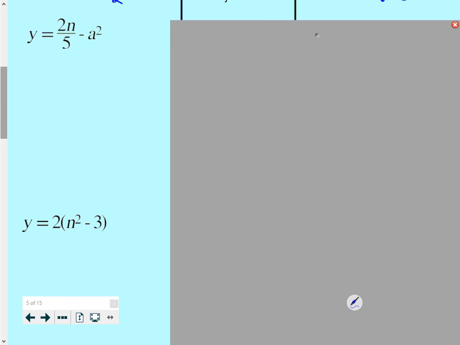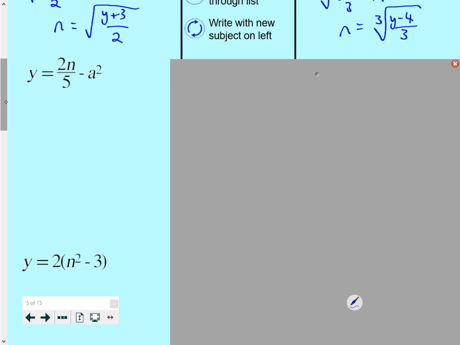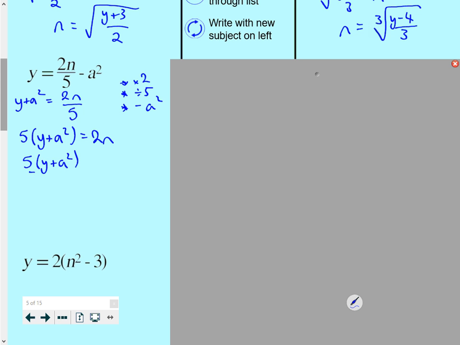Let's try one that looks slightly different. So again, a 3-step question that looks slightly different. Here, if I was to sub in, I would times by 2, then I would divide by 5, and then I would be taking away a squared. So working backwards, I would add a squared to both sides. I would then times by 5. Now if I'm timesing by 5, I'm just going to write it with a bracket. And then I would divide by 2, and again, making sure that it's all over 2. You're dividing all of it by 2. And then n equals 5 lots of y plus a squared all over 2.